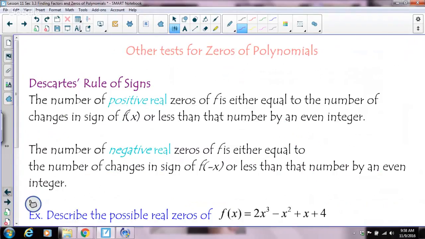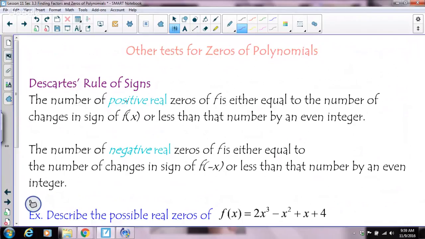So something else that's going to help us find zeros is called Descartes' rule of signs. Descartes' rule of signs says the number of positive real zeros of f is either equal to the number of changes in sign of f of x or less than that number by an even integer. Remember the other day we just subtracted 2 from it? So minus 2 to get to the next one, minus 2 to get to the next one, till you get to 1 or 0.